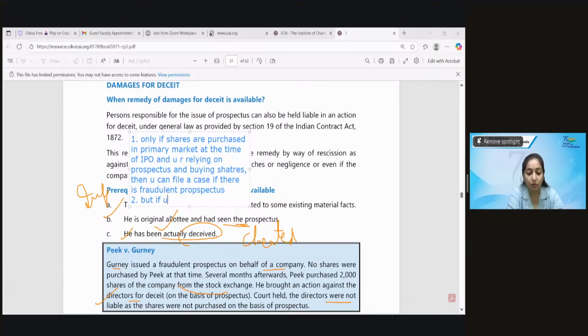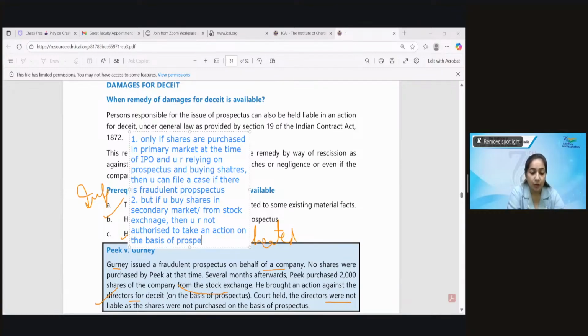But if you buy shares in the secondary market, or we say from the stock exchange, then you are not authorized to take an action on the basis of the prospectus. Write down these points.